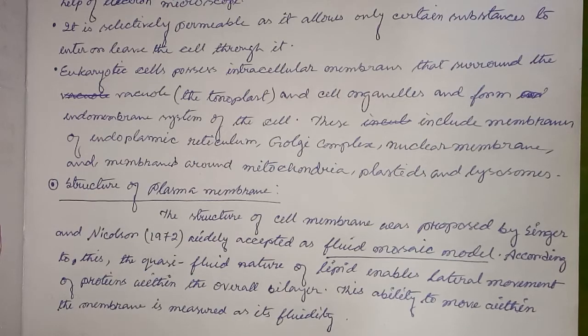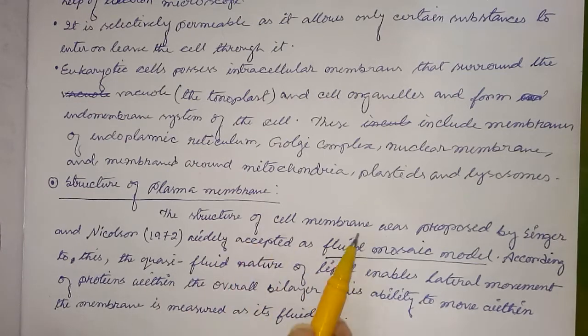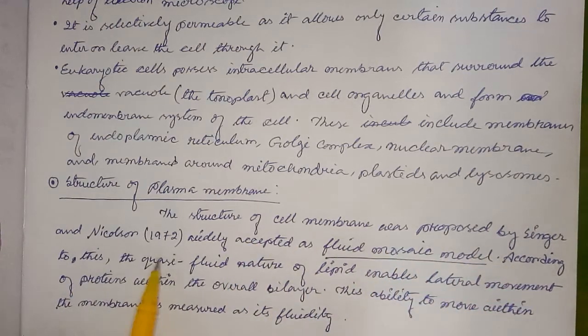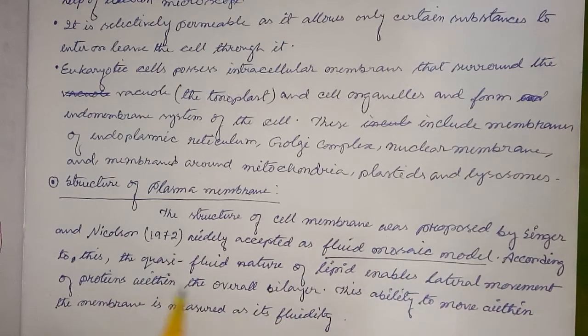Hello students. So now, structure of plasma membrane. The structure of cell membrane was proposed by Singer and Nicolson in 1972, widely accepted as the fluid mosaic model. According to this, the quasi-fluid nature of lipid enables lateral movement of proteins within the overall bilayer. This ability to move within the membrane is measured as its fluidity.